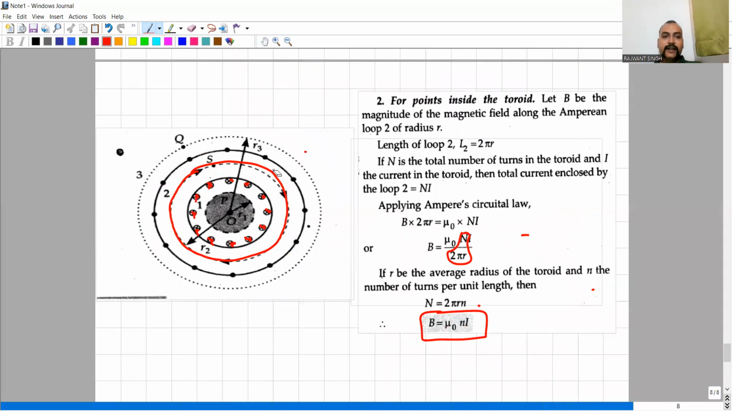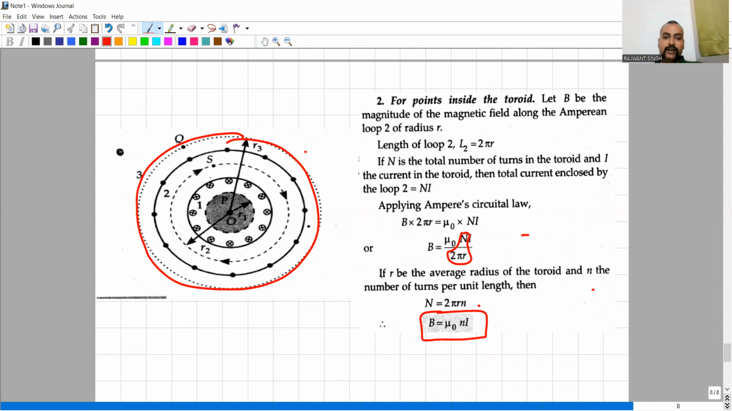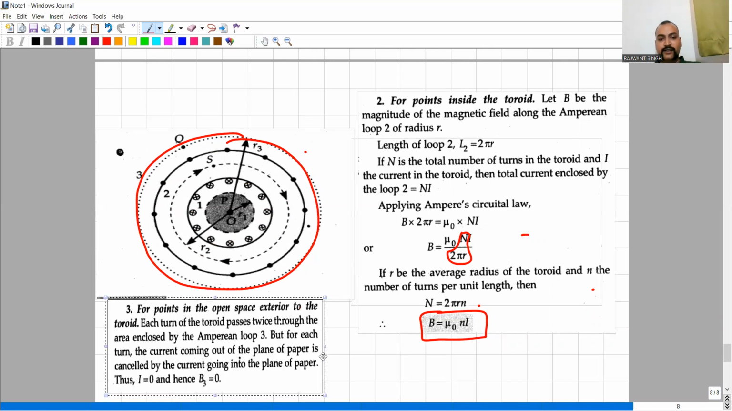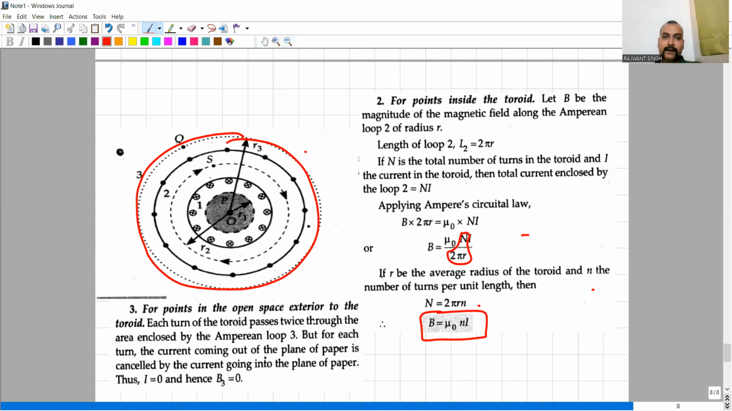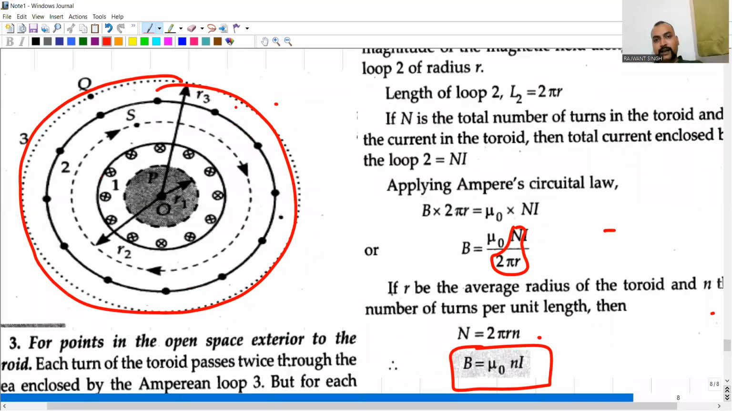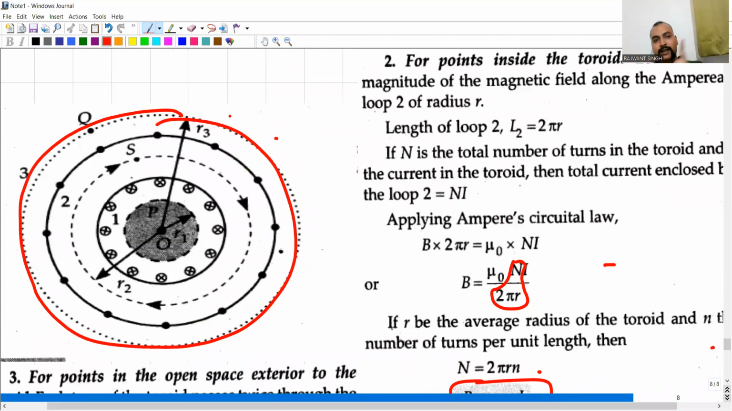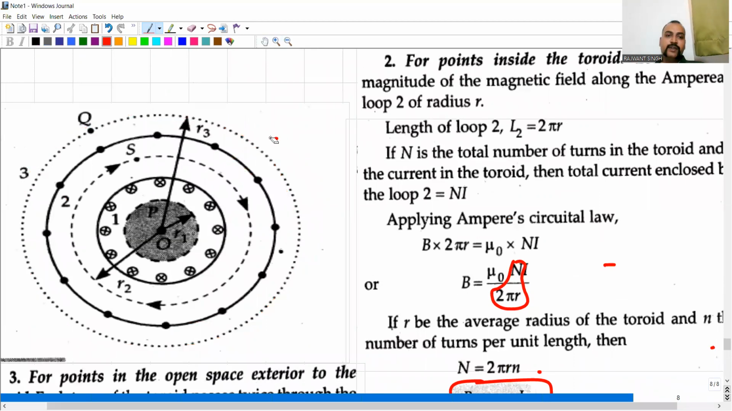If you are going to find the magnetic field at the outside loop, this loop, you might think that it is enclosing the current. Yes, it is enclosing the current, but if you look closely, any current which is upward out of the plane I consider positive, and into the plane I consider negative. So here we will see that the net current becomes 0.